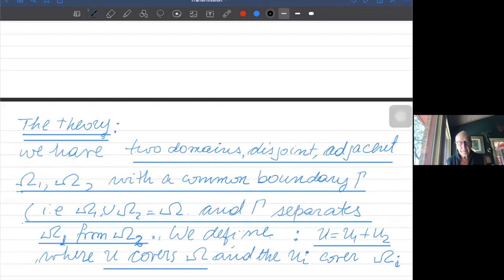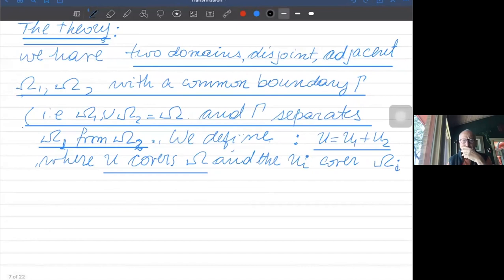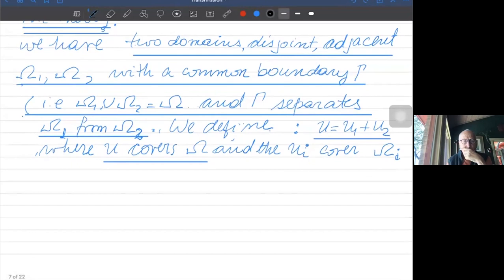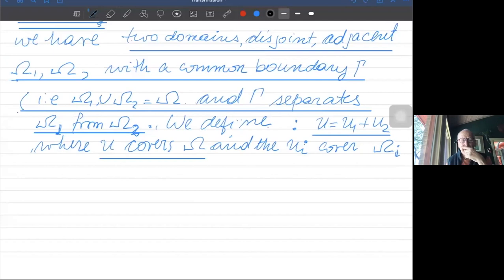So basically, it's like you have these two domains, disjoint, adjacent. And then you have your omega one, omega two, you have the union omega and gamma that separates them. And if you take U equal U1 plus U2, in other words, you take a U which is U1 on one side and U2 on the other, then U covers the full of omega. That is, the separation between omega 1 and omega 2 doesn't have gaps. It is like a curve and then gets together.